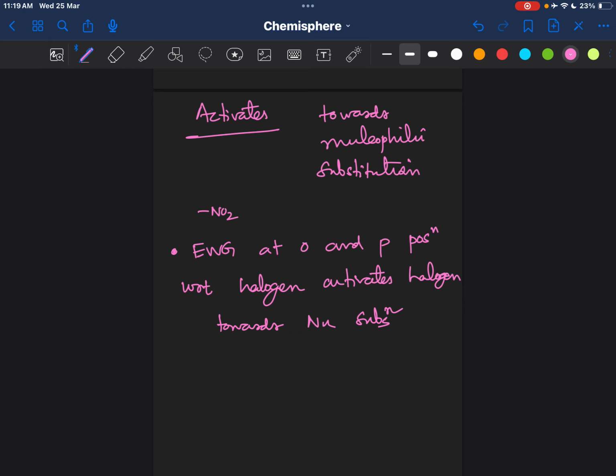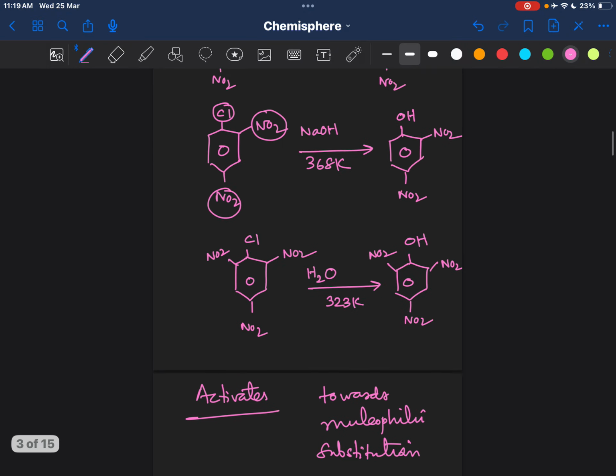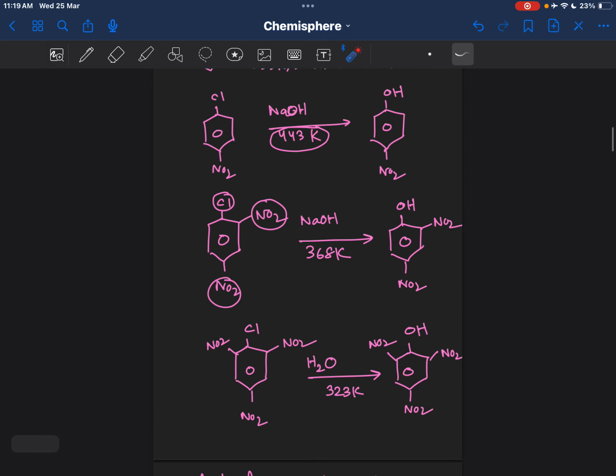And the reason is, whenever electron withdrawing groups are present at ortho and para position, they withdraw electrons from the benzene ring. Obviously their job is to withdraw electrons from the benzene ring.